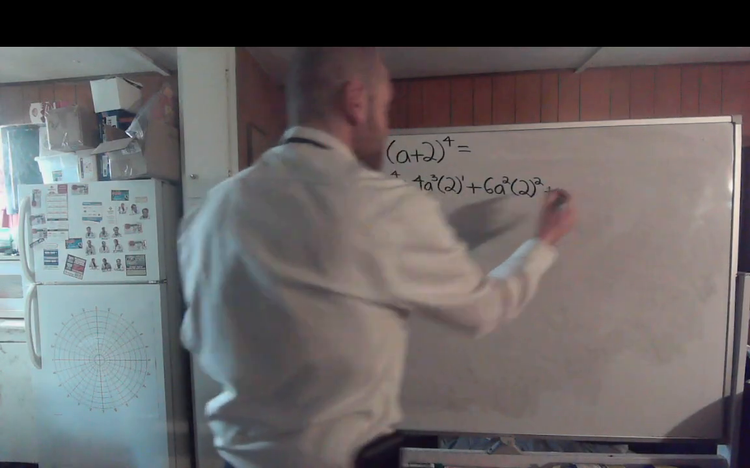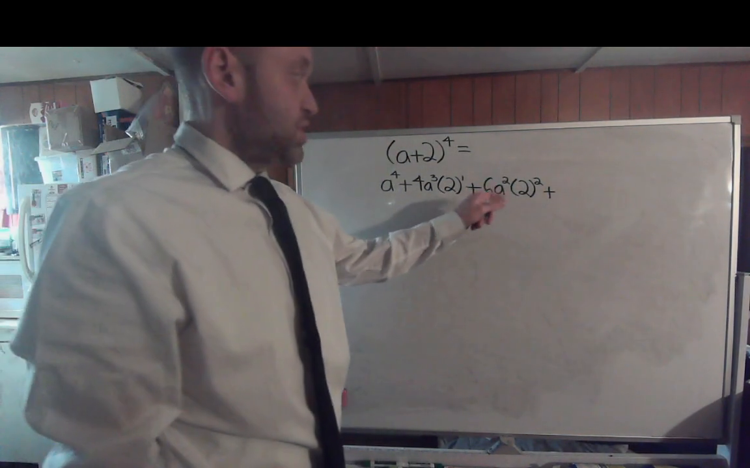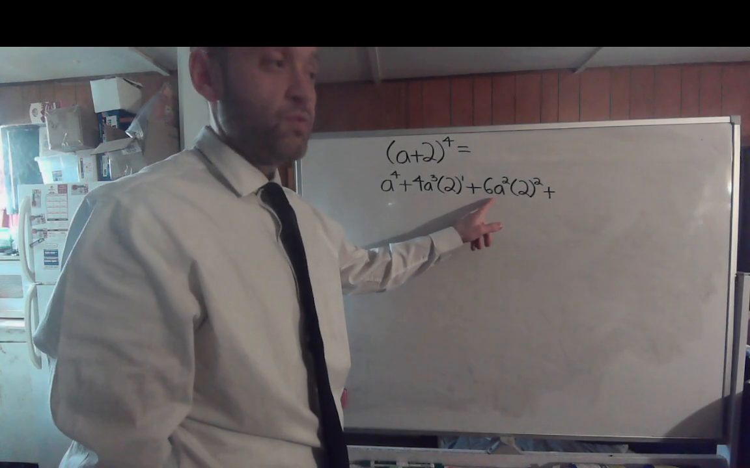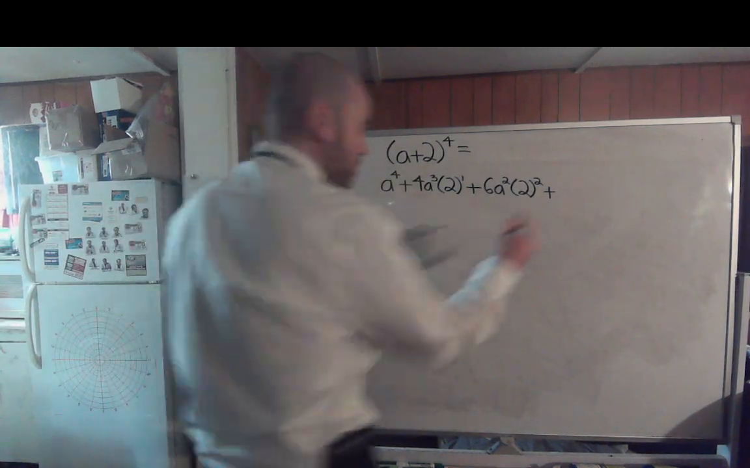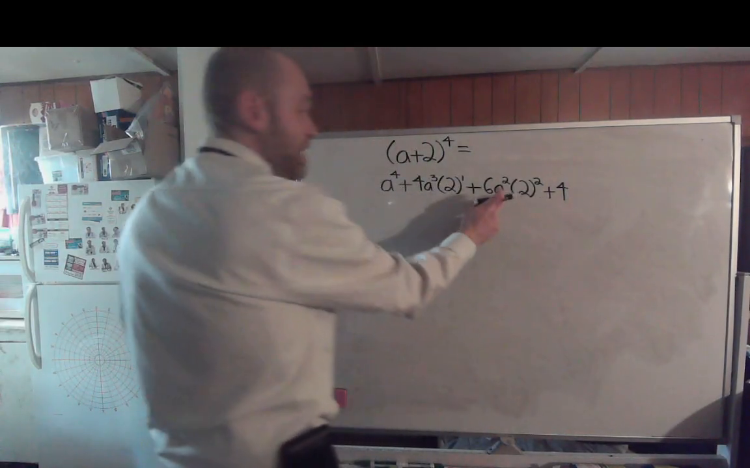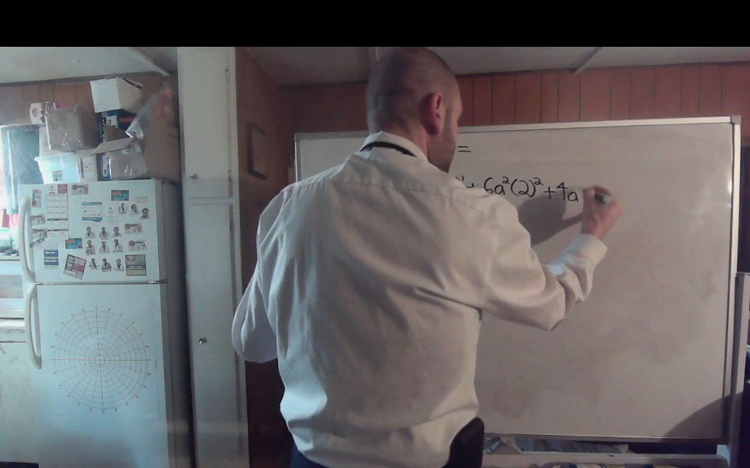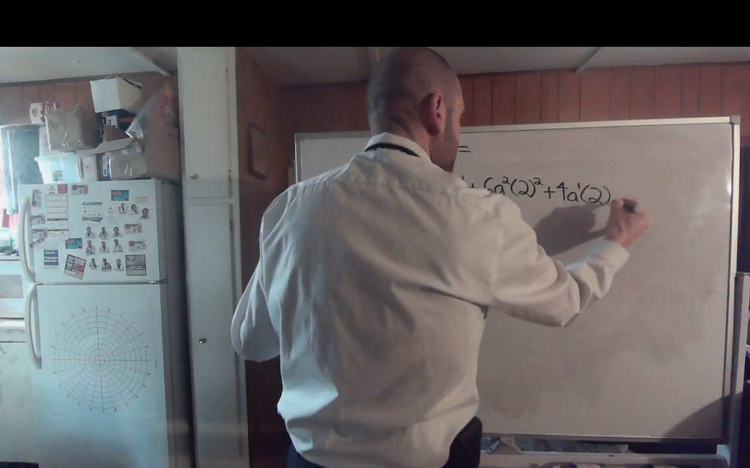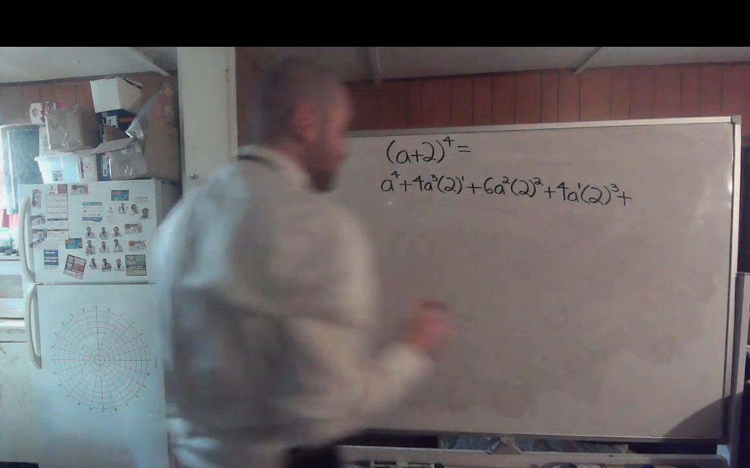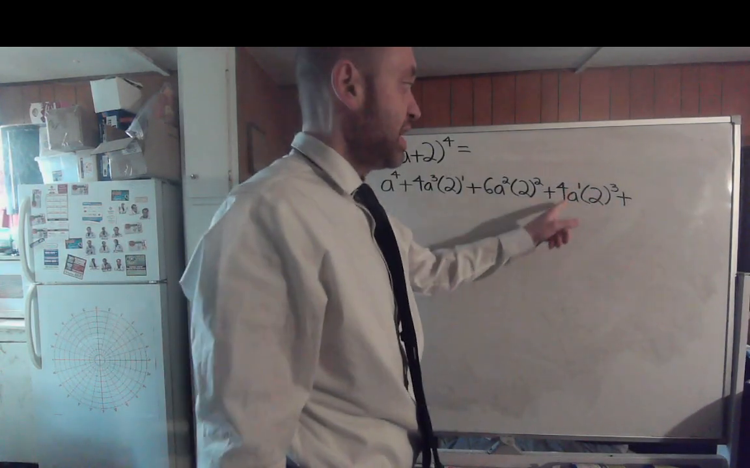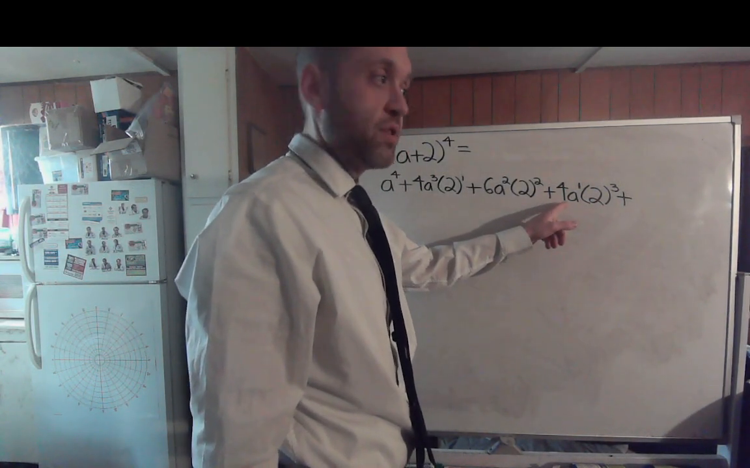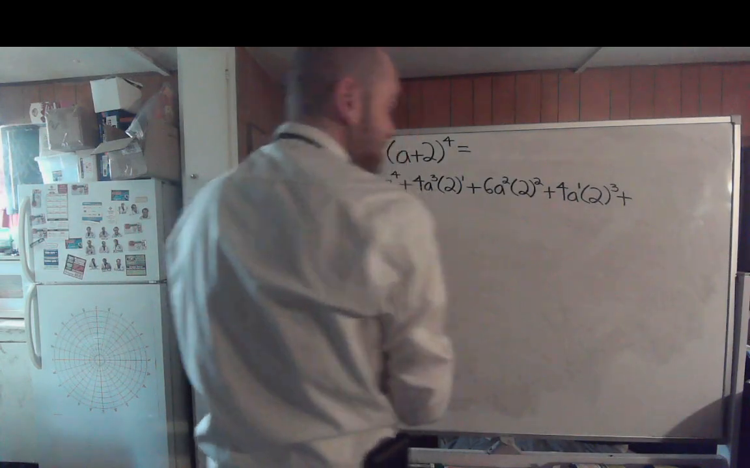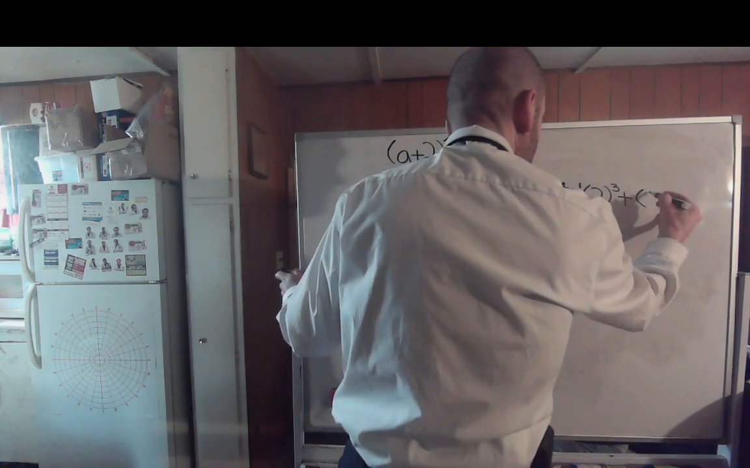Plus, to get your next term, you'll take that 2 times 6, which is going to be 12, divide it by the term you're on, which is 3. Well, 12 divided by 3 is 4. So you would get 4 times a lowered 1 more degree, so 4a to the 1st, times that 2 raised 1 more degree, so that'd be 2 to the 3rd. Then to get your last term, bring down that 1 times 4, which is 4, divide by the current term you're on, which is 4. So 4 divided by 4 is 1. A to the 0 is 1. So this would literally just turn into plus 2 to the 4th.